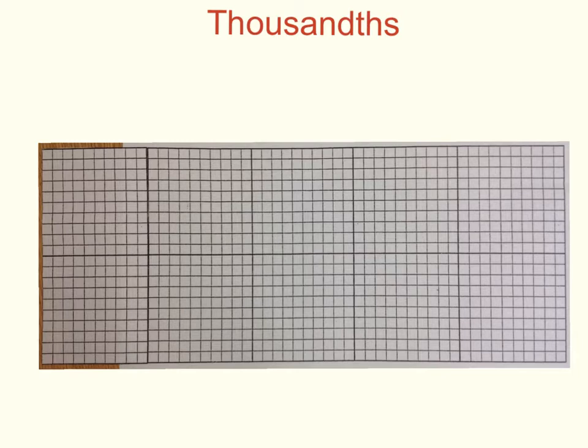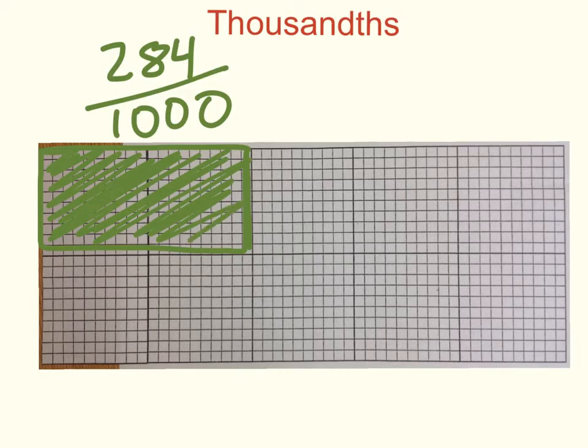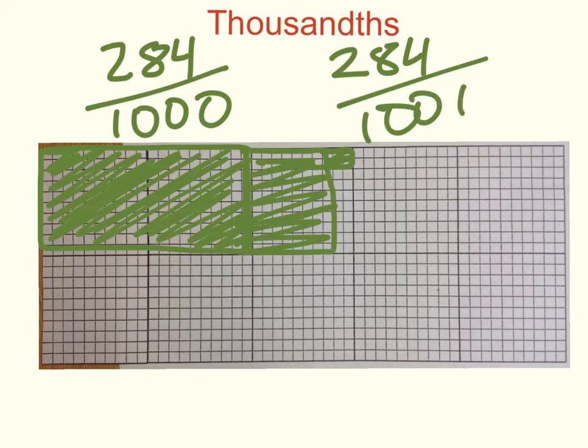What if I asked you to show me 284 thousandths? Well, I'd start by shading in 200. Of course, I'll try to do it neat. You might be able to do it neater than me, and that's important. You don't want to make a mistake on this. There's 200 and then 84 more. There's 80 and 4. Perfect. So now I have 284 thousandths shaded in.